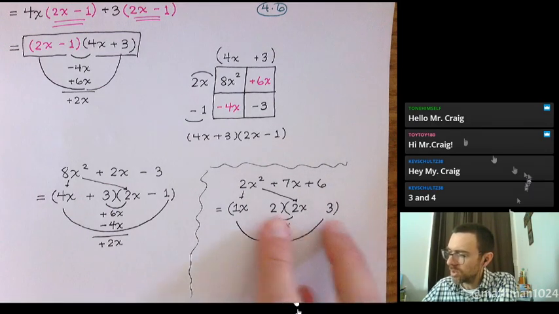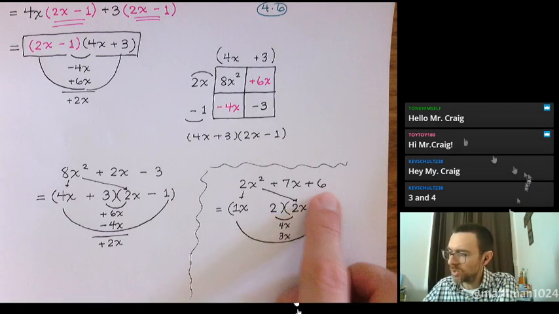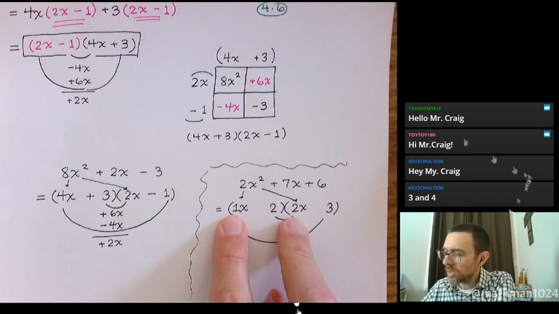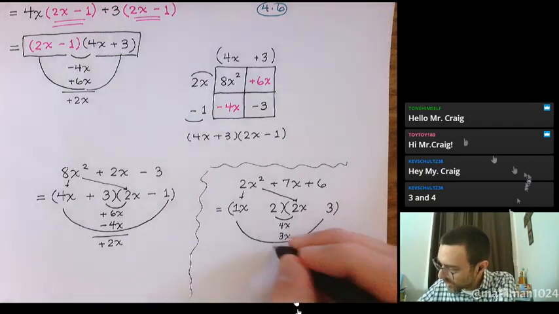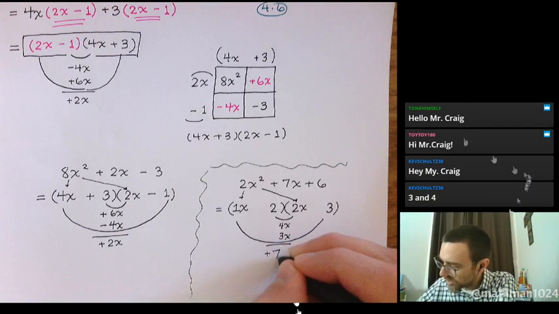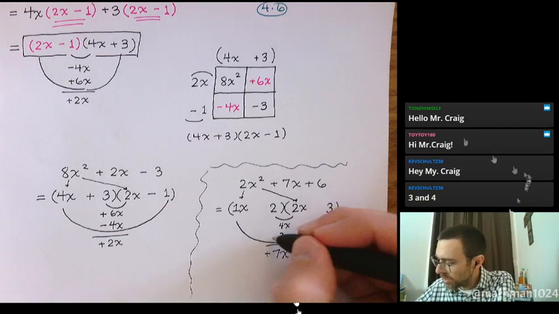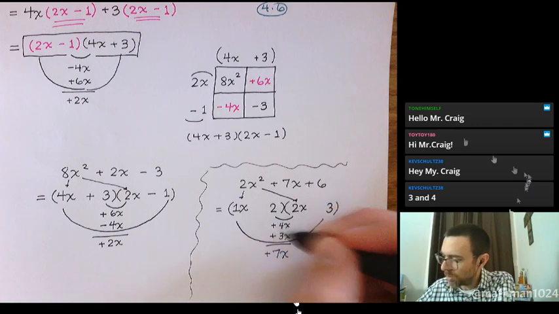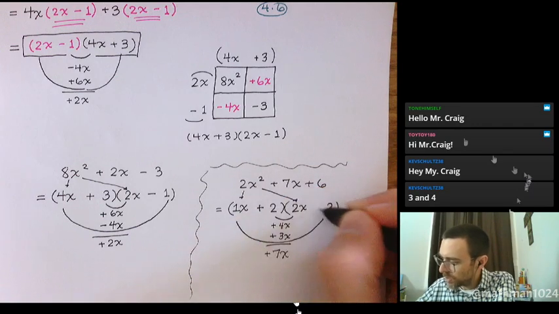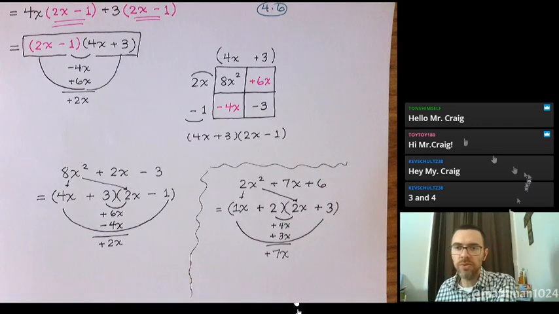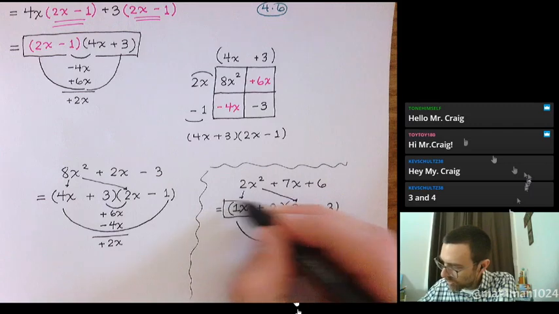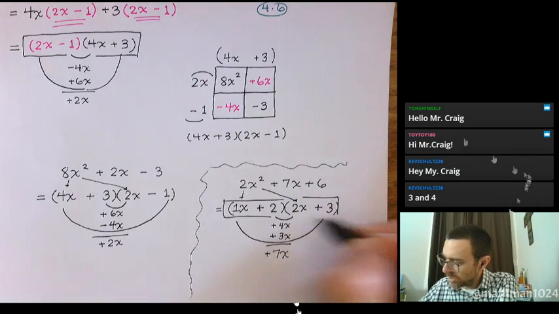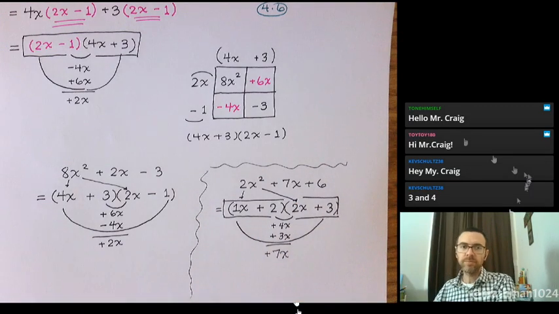And look at this. 2 times 3 is your 6. 1x times 2x is 2x squared. You pay attention to your signs. We're supposed to end up with a positive 7x at the end. Both of these are positive, which means both of those numbers are positive. So again, it's really the same thing. It's just a different way of organizing those middle pieces there.